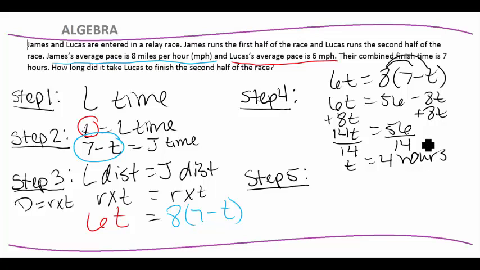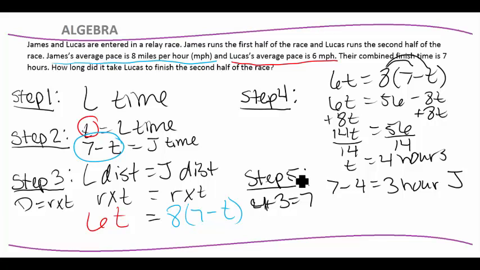Step 5, we're going to check our answer with the facts presented in the problem. So let's find James's time real fast. James's time was 7 minus t, so we're going to take 7 minus 4, and that's going to give us 3 hours. That is James's time. So both their times should add to 7, and they do. 4 plus 3 equals 7.